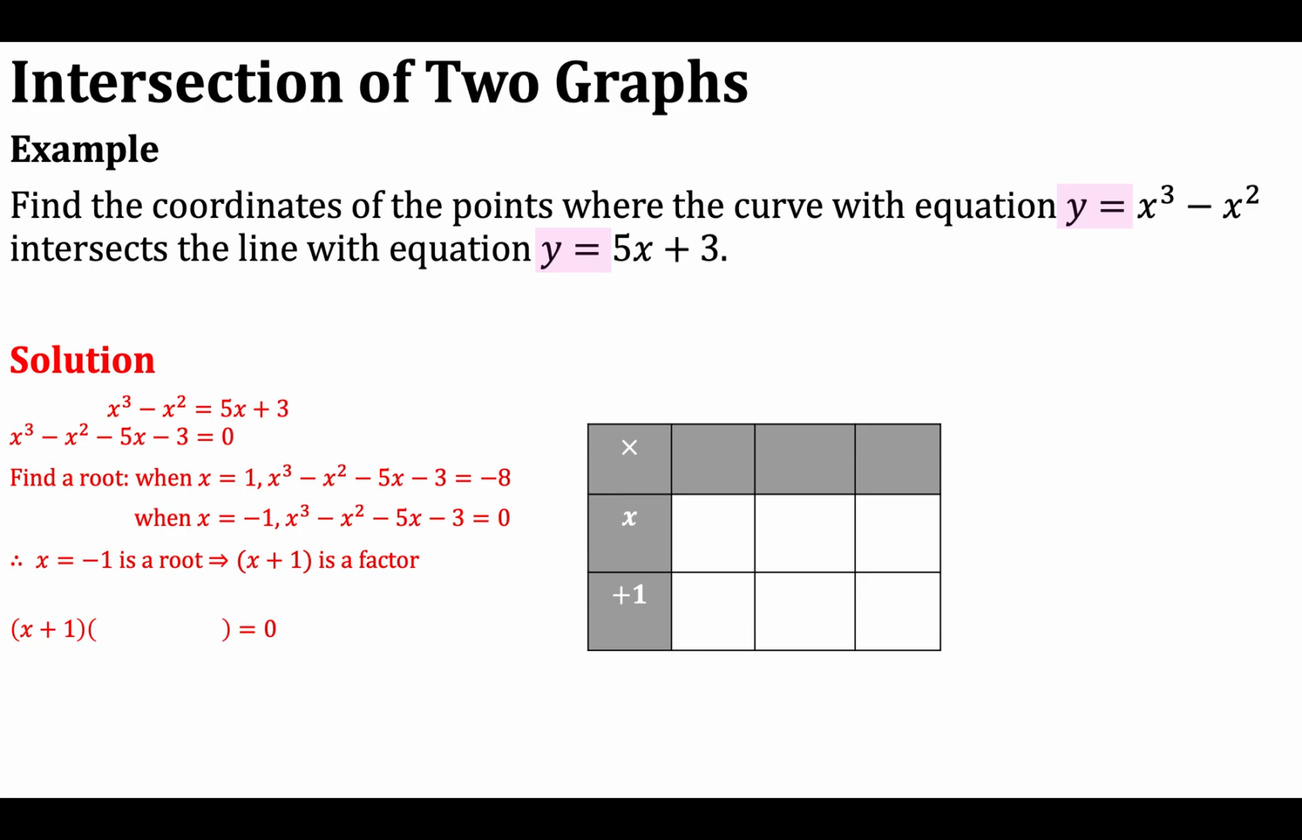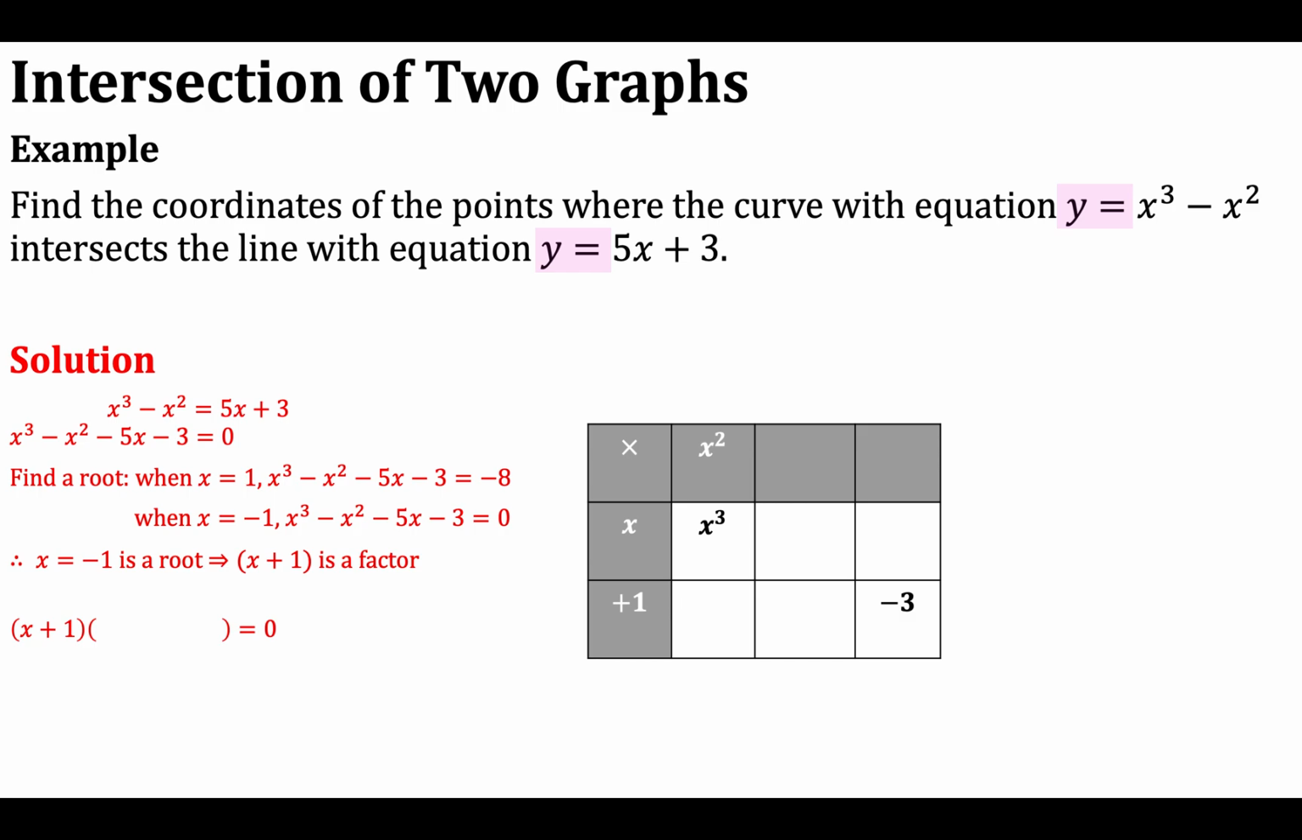So we've got our x plus 1 down the side, and we can already put into our grid the x cubed, that's the term with the highest power of x, and our negative 3, our constant term. And working our way through the grid, so x multiplied by what gives us x cubed, and that's x squared. Positive 1 multiplied by x squared gives us positive x squared, but we're looking for negative x squared. So we need to subtract 2x squared. Then x multiplied by what gives us negative 2x squared, and that's negative 2x.